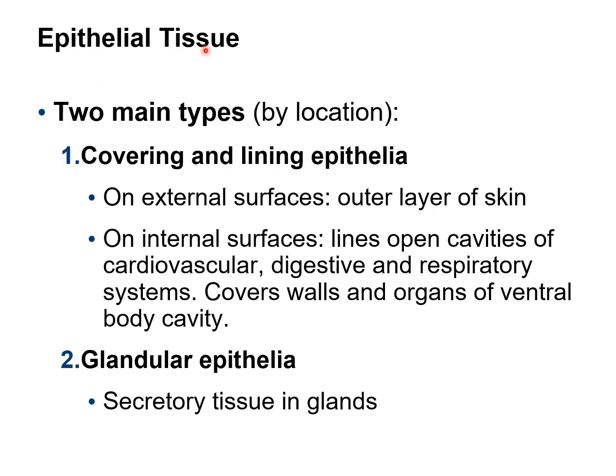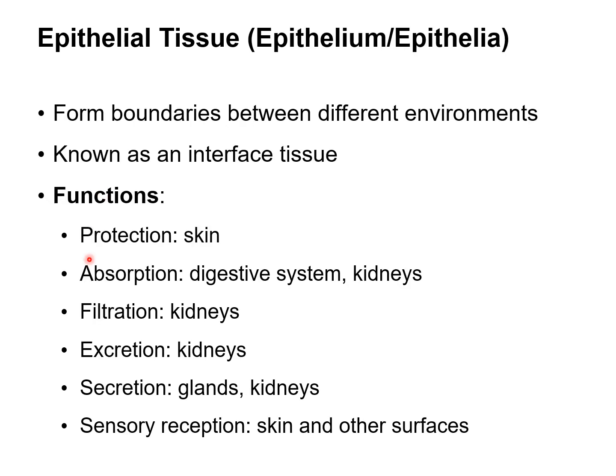Let's start with epithelial tissue. There are two main types, coverings and linings, and glandular epithelia. In this video, we're going to concern ourselves with coverings and linings, like the outer layer of your skin, or linings around organs, and inner linings of organs as well. You can see there are many functions associated with epithelial tissue, but we'll look at these functions specifically when we go through each type of epithelial tissue.